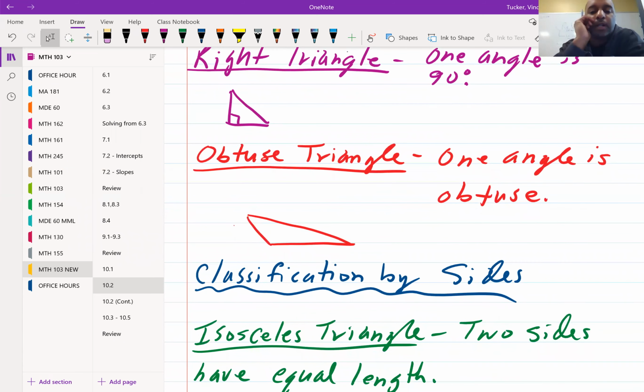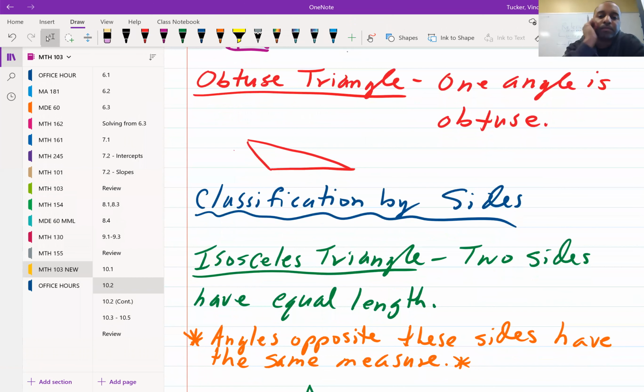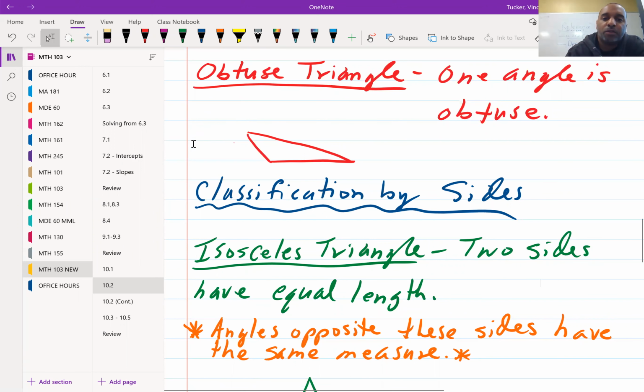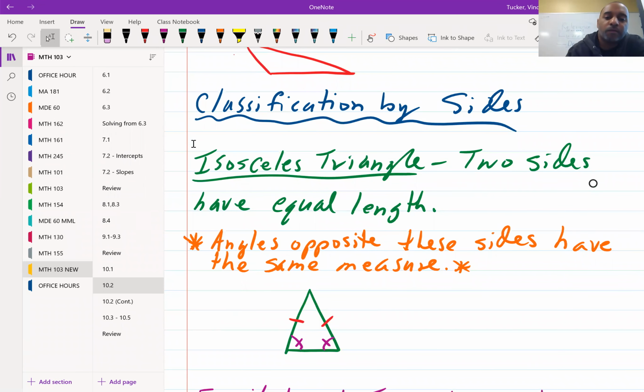Next set, classifying the triangles by sides. Isosceles triangle, two sides have equal length. Angles opposite these sides have the same measure. Okay, so these little slashes here just let us know what's equal. So we have our two sides that are equal, and then two angles that are opposite those sides are equal as well.